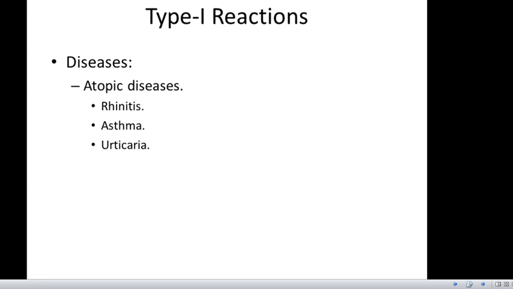Other diseases in which the type 1 reactions are the cause include the atopic diseases like rhinitis, asthma, and urticaria. Rhinitis is the inflammation of the nasal mucosa resulting in nasal discharge. Urticaria are the palpable skin lesions.